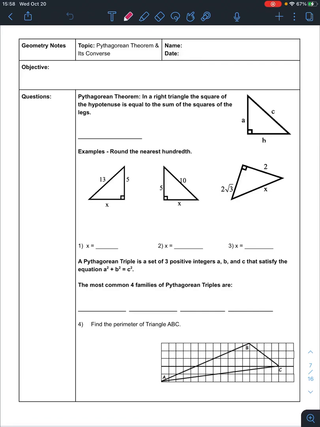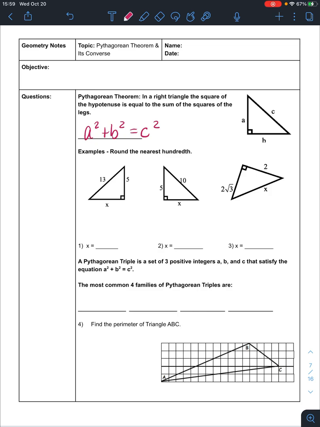This lesson is over Pythagorean theorem. And our Pythagorean theorem, we know we've been using it for a long time. We use it when we have right triangles. And so the theorem would say, if the triangle is a right triangle, then a squared plus b squared, or the sum of the squares of the sides, equals the hypotenuse squared. Okay, so you've got A and B are your legs, and C is your hypotenuse.